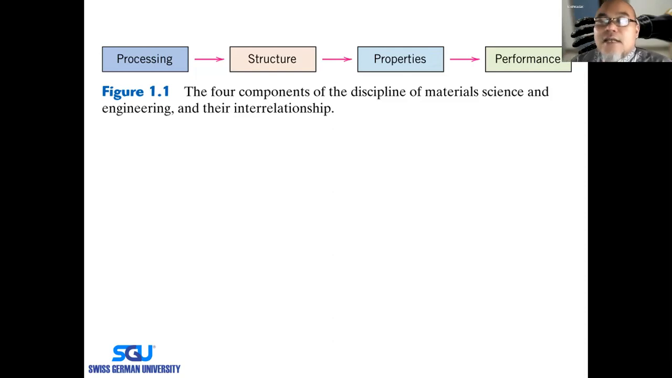And the structure later will determine the properties, whether you will have a transparent or opaque material, for example, whether it is transparent to light or not. If it is transparent to light, at which wavelength? These are all dependent on the structure of the material, whether they are conductive or not.